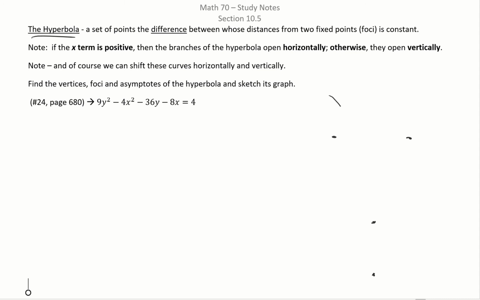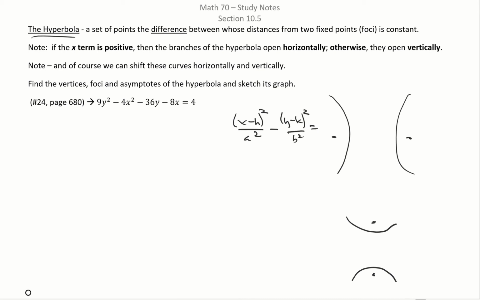And you're going to have the branches of this curve, there's two of them, branching. In this case, it would look something like this. The shape of those branches depends on, well, the equation itself. So typically an equation looks like this. You're going to have x minus h quantity squared over a squared, but then minus y minus k squared over b squared is equal to 1.